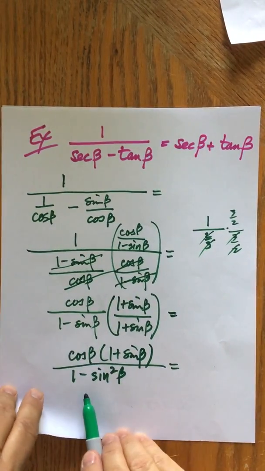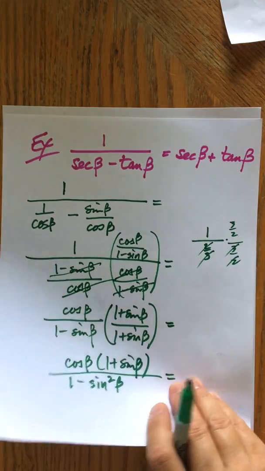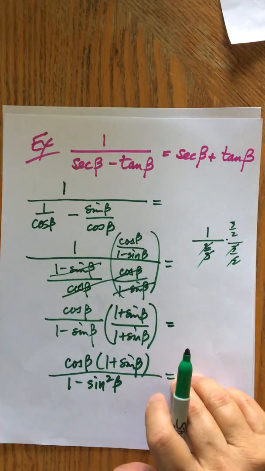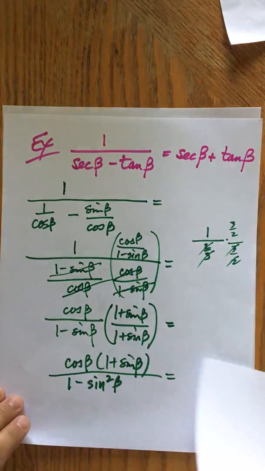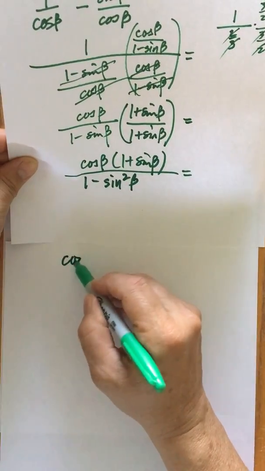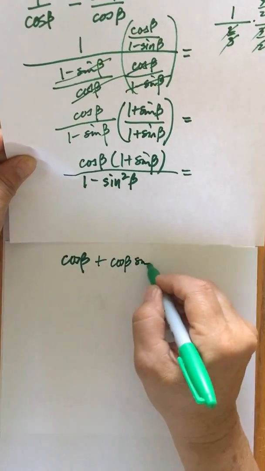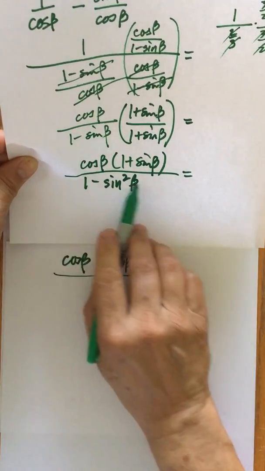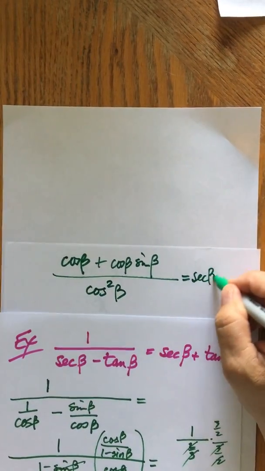And of course, I can multiply that out. But let's see here. So now I want to get this as cosine squared. Let me kind of, oops, I think I didn't bring enough paper. Hold on. All right, so now I want to write this up here so I have more room to work in. So I'm going to distribute: cosine beta plus cosine beta sine beta, all over, and this is going to become cosine squared. Okay. Now eventually we're trying to get to secant beta plus tangent beta.